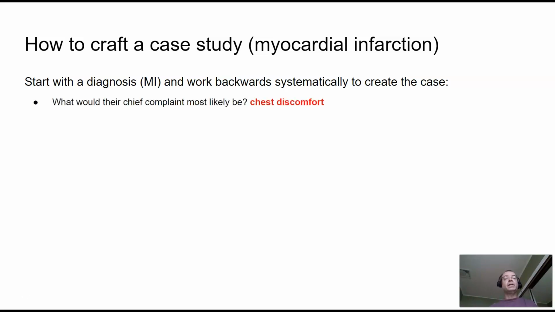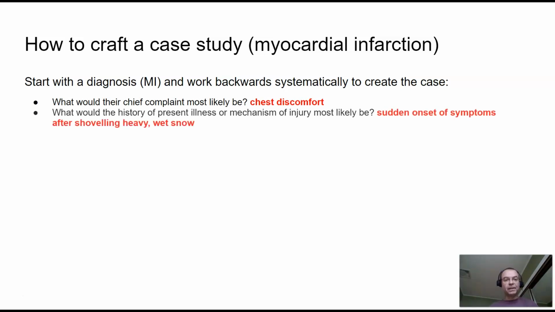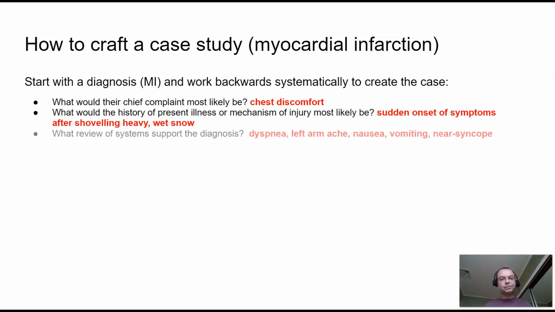So somebody complaining of chest discomfort may be having a myocardial infarction. That would be their chief complaint. As far as history of illness or mechanism of injury, we could say, how about a sudden onset of symptoms after shoveling wet, heavy snow? We're trying to paint a picture here, okay? Review of systems that are supporting this diagnosis would be trouble breathing, left arm ache, nausea, vomiting, weakness, near syncope, okay?